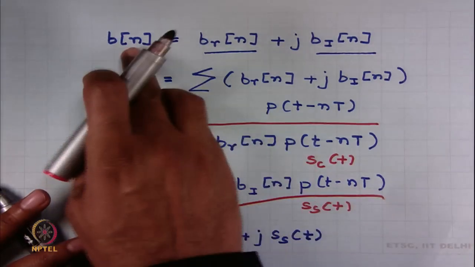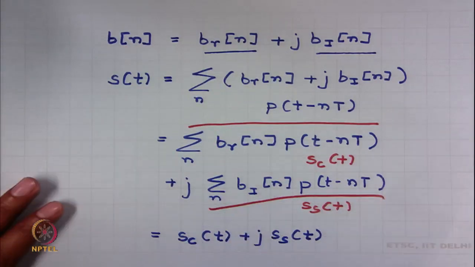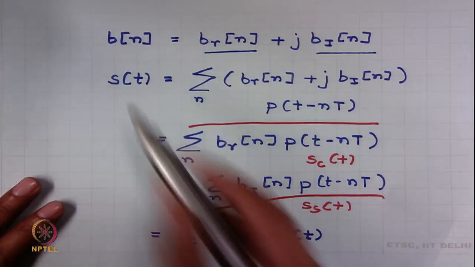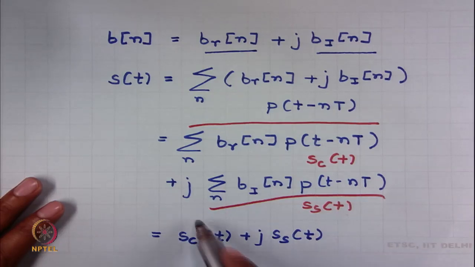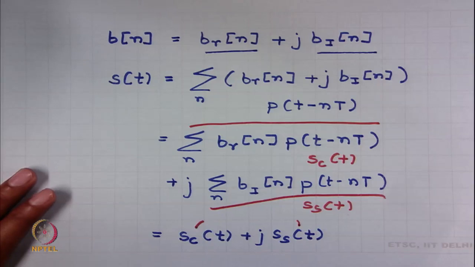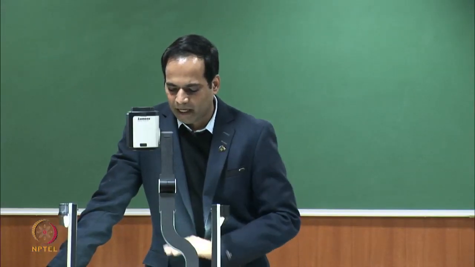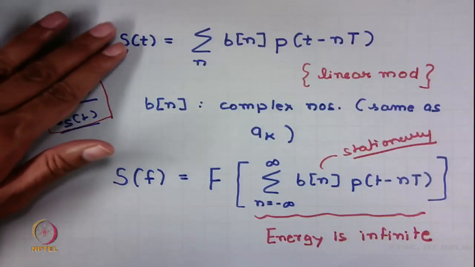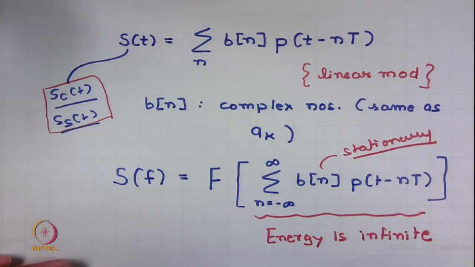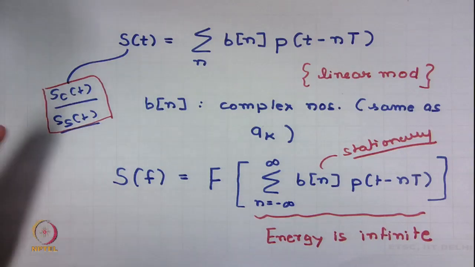So, this is the impact of assuming Bn to be complex. Then S(t) is built up of two real waveforms, Sc(t) and Ss(t). Okay. S(t) then will be complex. After having understood, let us come back to this. So, we want to take the Fourier transform of S(t) to calculate the bandwidth, because typically that is used.